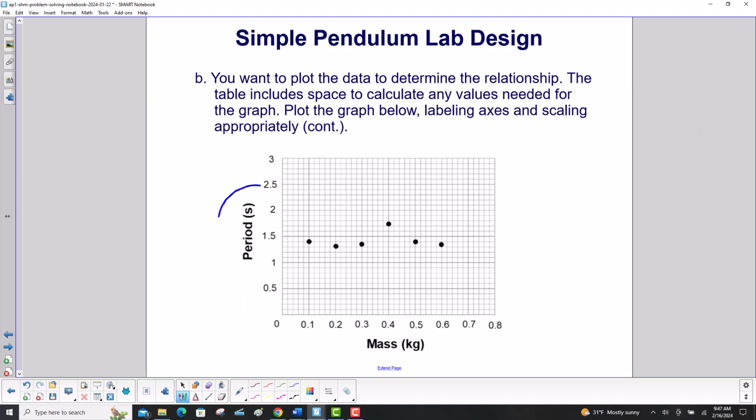A period-mass graph is then plotted to determine the relationship between the two quantities. Here's our graph. The y-axis is period in seconds. Make sure you put the units. X-axis is mass in kilograms. And here's the plotted points. I'm going to talk about this one on the next slide.